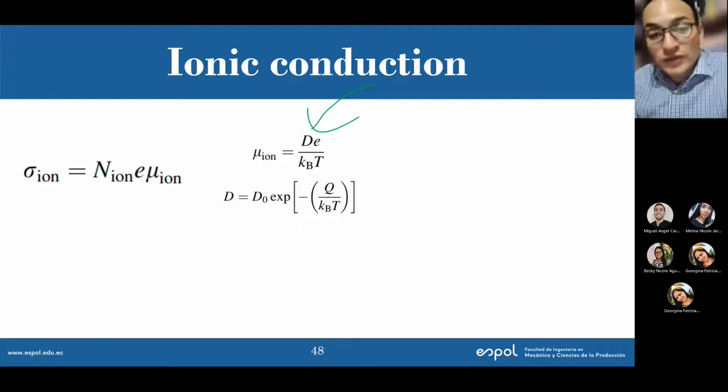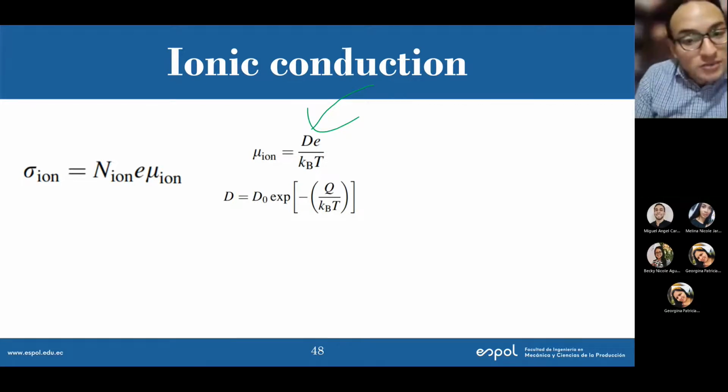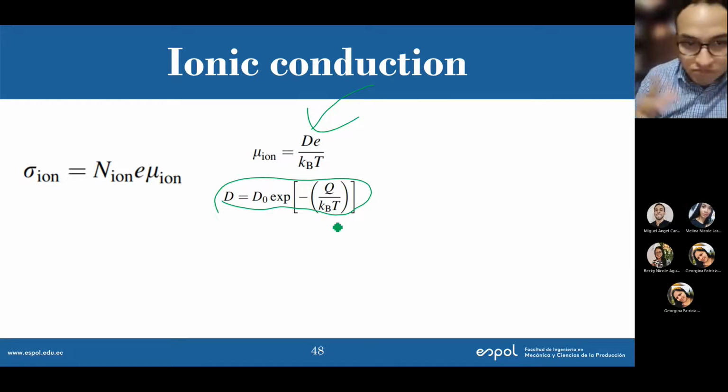And that diffusion coefficient, we all know, depends on temperature, and we can express that dependency with the Arrhenius equation that I'm sure you all know. So D naught is just the pre-exponential factor, right? It's just a constant.